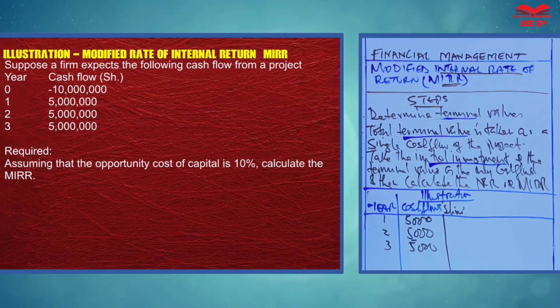So, step number 1, determine terminal cash flows. That is the values at the end of the project of all cash flows using the cost of capital. In this question, the cost of capital is 10%. Do you see that? So we need to get the terminal cash flow. The rate you are given is 10%.